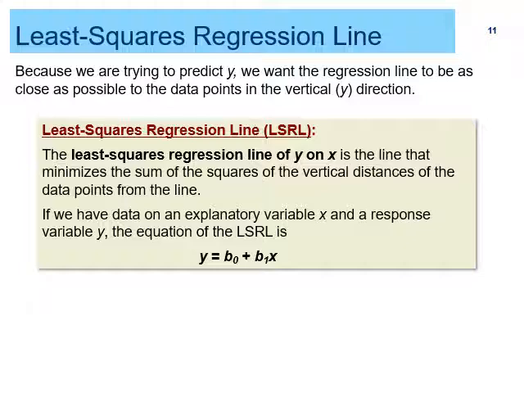Now, least squares regression line. Because we are trying to predict y, we want the regression line to be as close as possible to the data points in the vertical y direction. So the least squares regression line of y on x is the line that minimizes the sum of squares of the vertical distances of the data points from the line. So if we have data on an explanatory variable x and the response variable y, the equation of the LSRL is the same as we studied earlier. But what is least squares regression? We will understand it in the later slide.